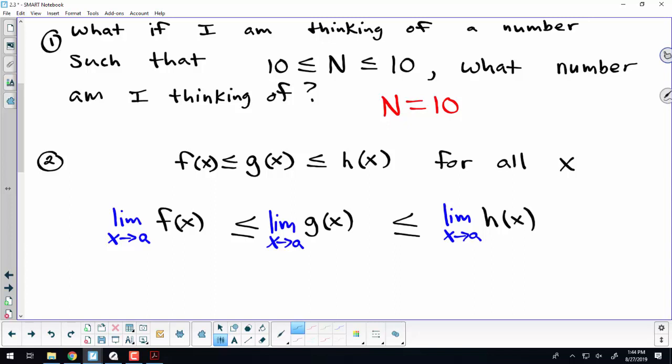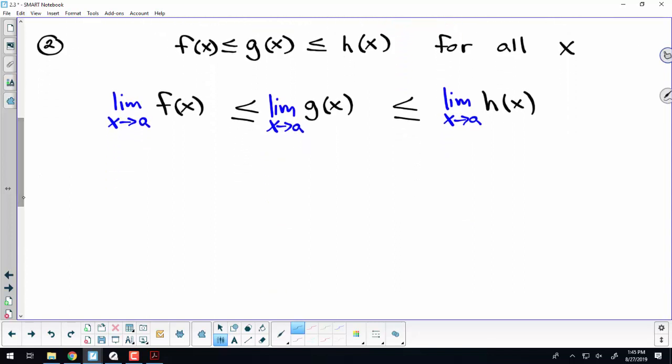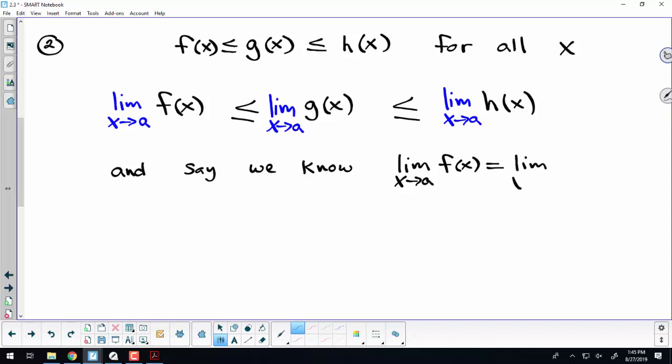So that's the main idea of the squeeze theorem, where what we're dealing with is, let's just say for argument, and say we know the limit as x approaches a of f of x is equal to the limit as x approaches a of h of x. Let's say we know that limit. I don't know, let's call it L, just to keep with our limit notation, but just some finite number. And say we knew that as a fact.